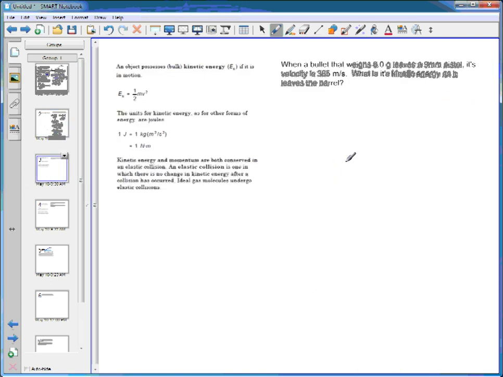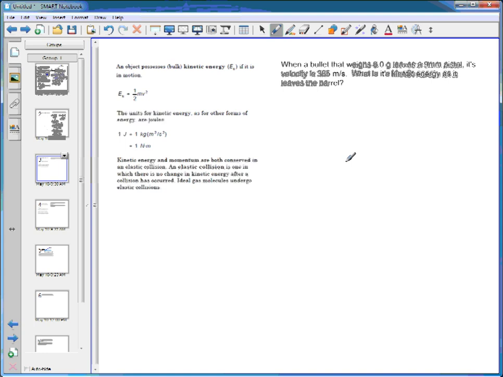Okay, next concept, kinetic energy. Kinetic energy is the energy of motion. In other words, it's how much energy an object has due to the fact that it's moving. It's equal to 1/2 times the mass of the object times its velocity squared. EK equals 1/2 mv squared. The units for kinetic energy, as for other forms of energy, are joules. The joule is a kilogram times meter squared per second squared, or 1 Newton meter.